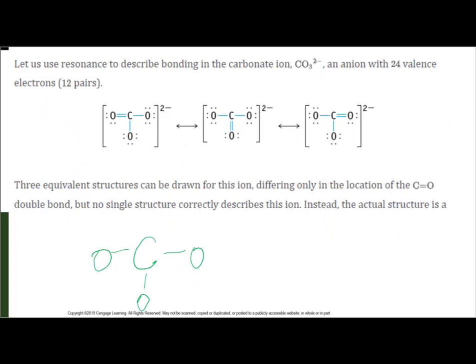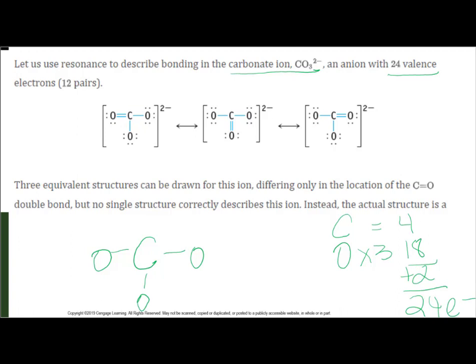Let's look at another example looking at the carbonate ion. And carbonate ion is CO3 with a -2 charge. It tells us that there's 24 valence electrons. We could figure that out just by saying, well, we've got a carbon and 3 oxygens. So each carbon has 4, each oxygen has 6, so 6 times 3 is 18, and it's a -2 charge, so add 2 more, that would be 24 electrons.